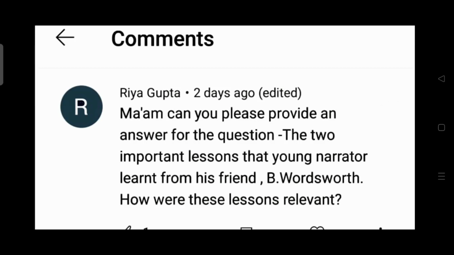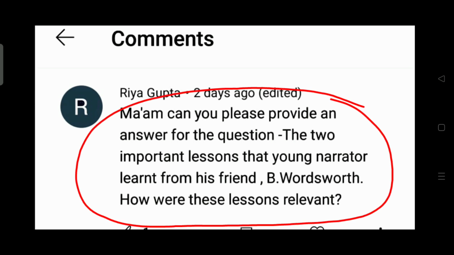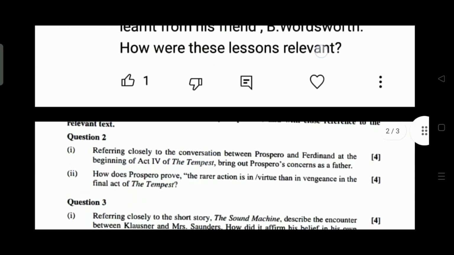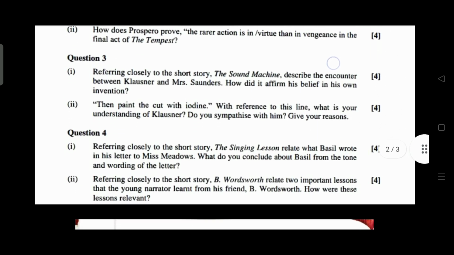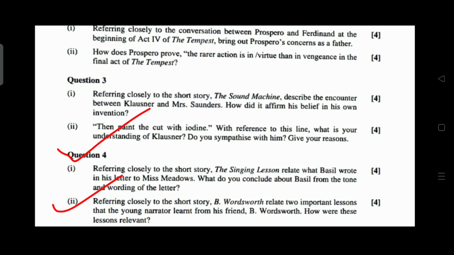One of our subscribers wanted me to provide an answer for the question: the two important lessons that the young narrator learned from his friend B. Wordsworth. How were these lessons relevant? This question is taken from the ISC Specimen Paper, Literature in English, question 4, number 2, referring closely to the short story B. Wordsworth, relate to important lessons that the young narrator learned from his friend B. Wordsworth. How were these lessons relevant? In today's session, I am going to discuss this answer.